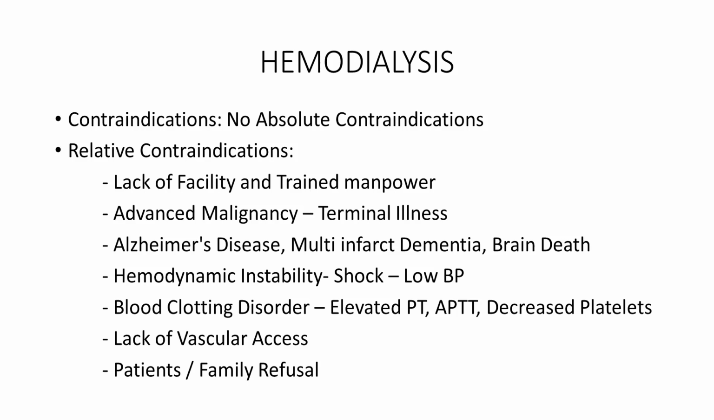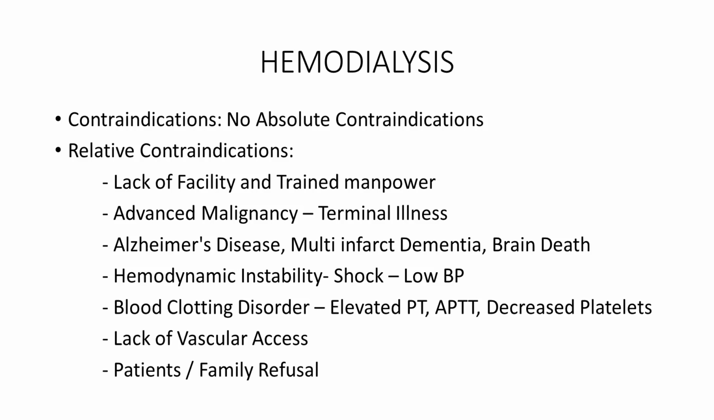Advanced malignancy, terminal illness: somebody has advanced malignancy with metastasis all over the body. In such a situation, dialysis is usually not done and you let the disease take its own course. Alzheimer's disease or multi-infarct dementia or brain death. If somebody has Alzheimer's disease, is unable to look after himself, or has severe senile dementia, or if the patient is brain dead, in such a situation, hemodialysis is usually not performed.